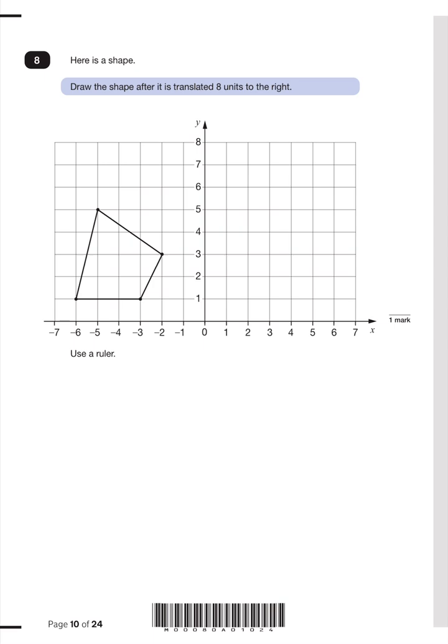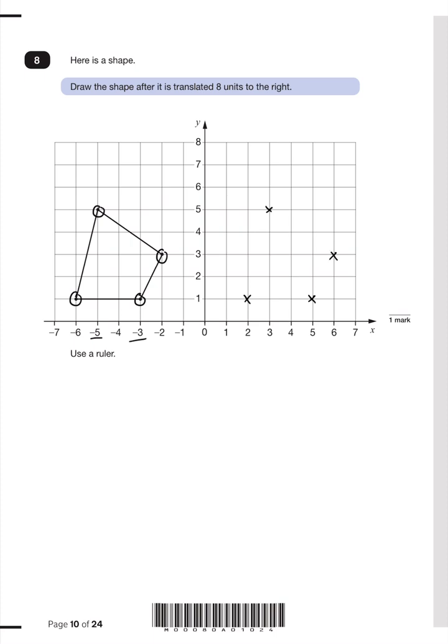Number 8. Here is a shape. Draw the shape after it's translated 8 units to the right. This point here is negative 3. I'm going to add 8 to that to get 5. Mark that. Negative 6 plus 8 is 2. Marking that. Negative 5 plus 8 is 3. And negative 2 plus 8 is 6.